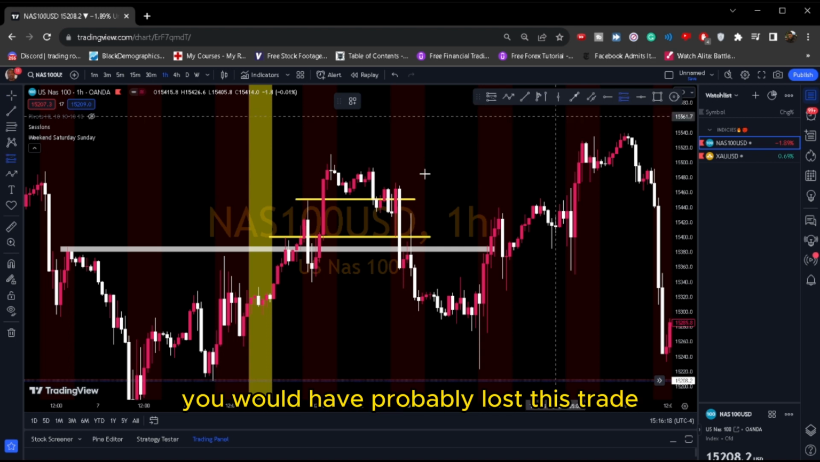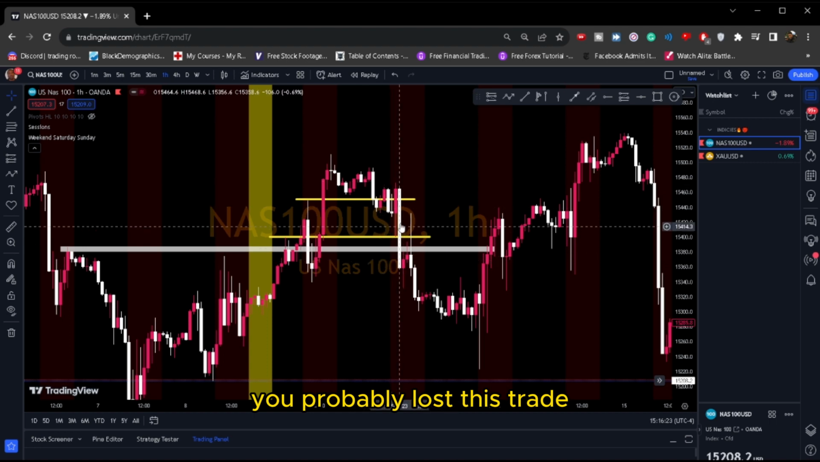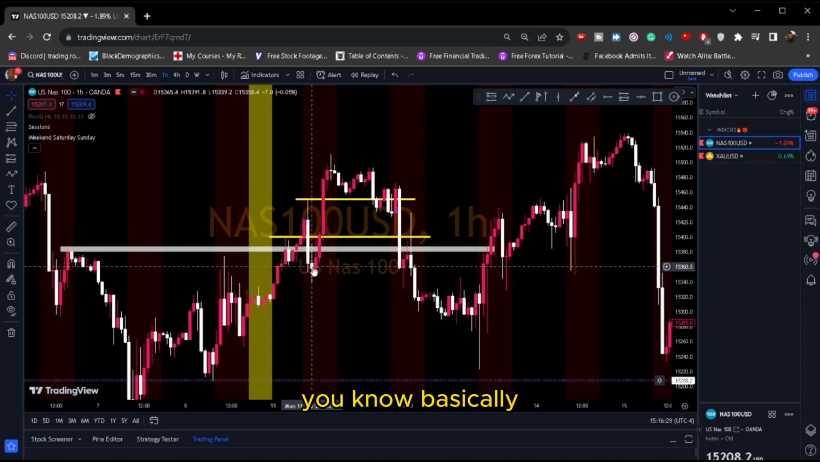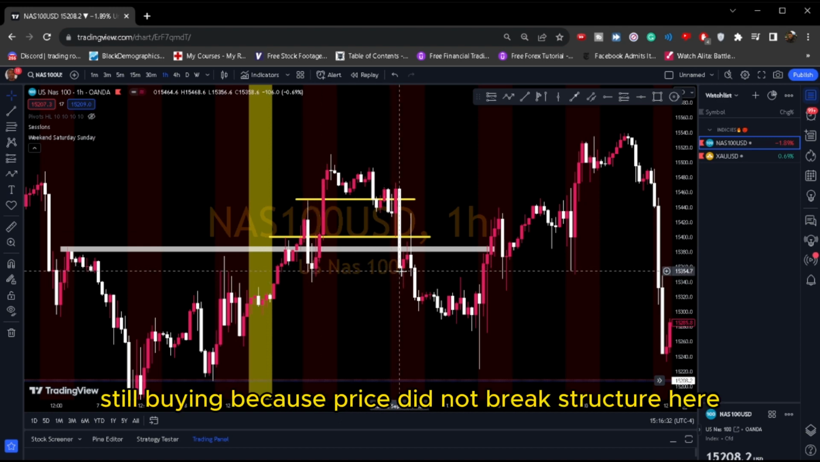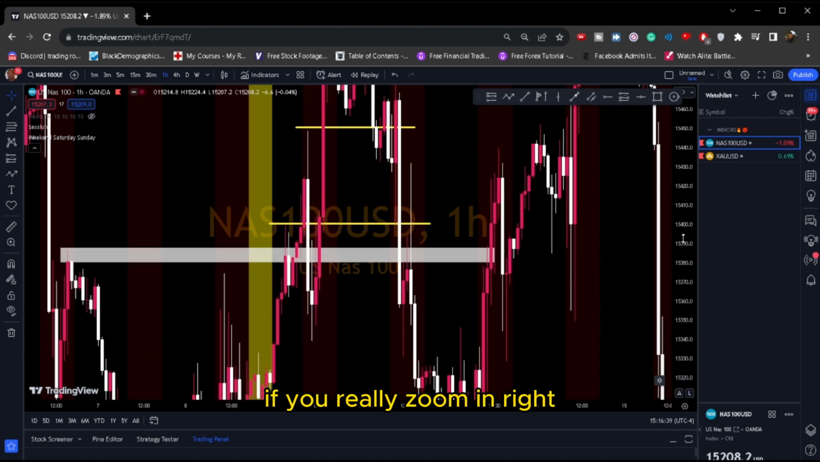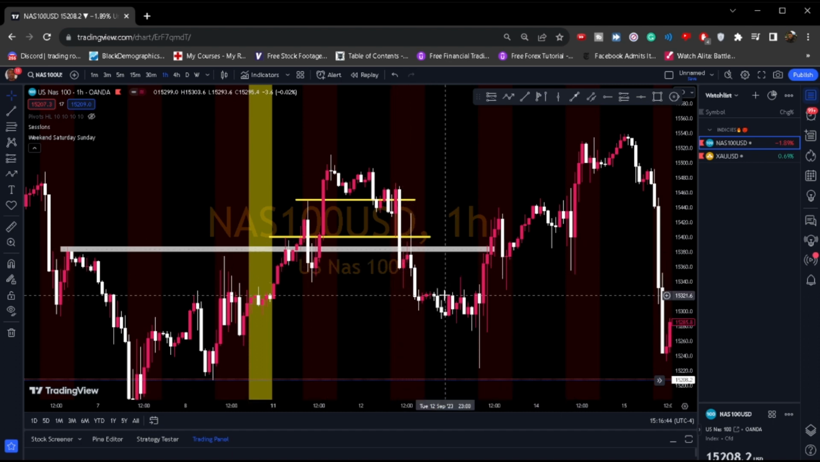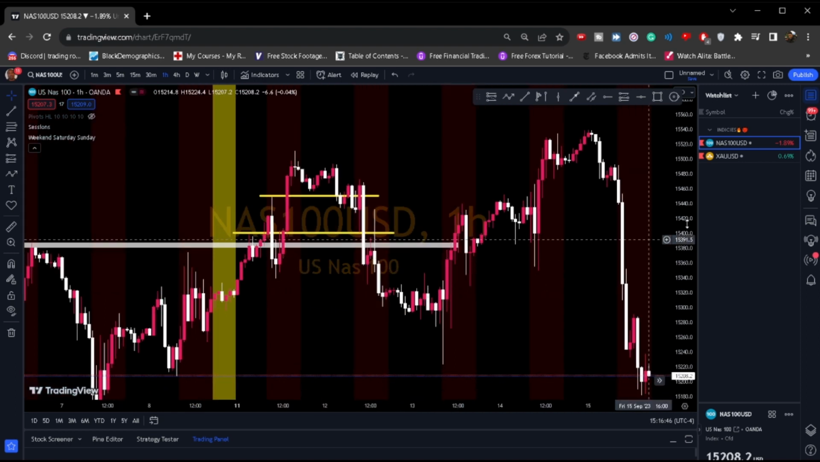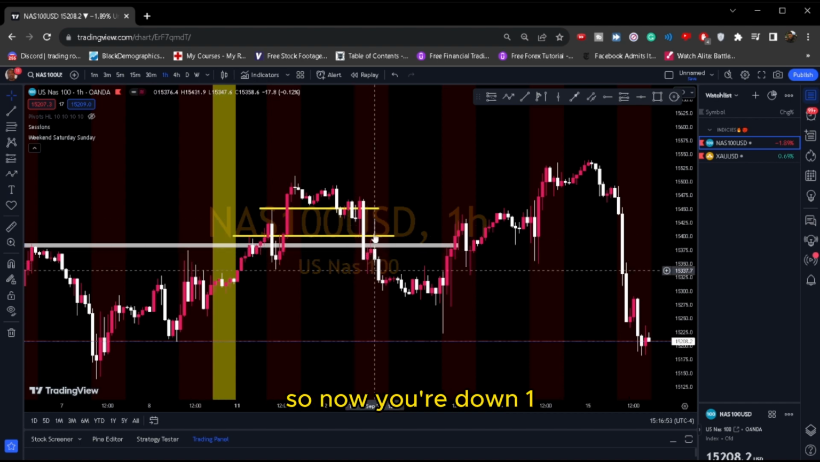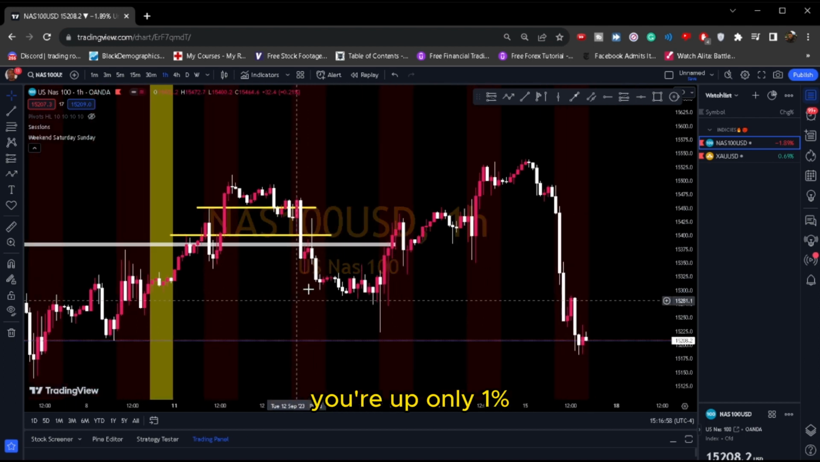So on Tuesday, you would have probably lost this trade, as you can see, right? Now, when price sold back down, if you wanted to enter, you'd have entered again, thinking, okay, yeah, price is still buying because price did not break structure here. It didn't really close below this previous low, if you really zoom in, right? So you would have probably lost again here, or you would have said, okay, only one setup for the day and I'm done, right? Depending on what your plan is. So let's assume you actually took a second trade. So now you're down 2% for Tuesday, but in total from Monday and Tuesday, you're up only 1%.